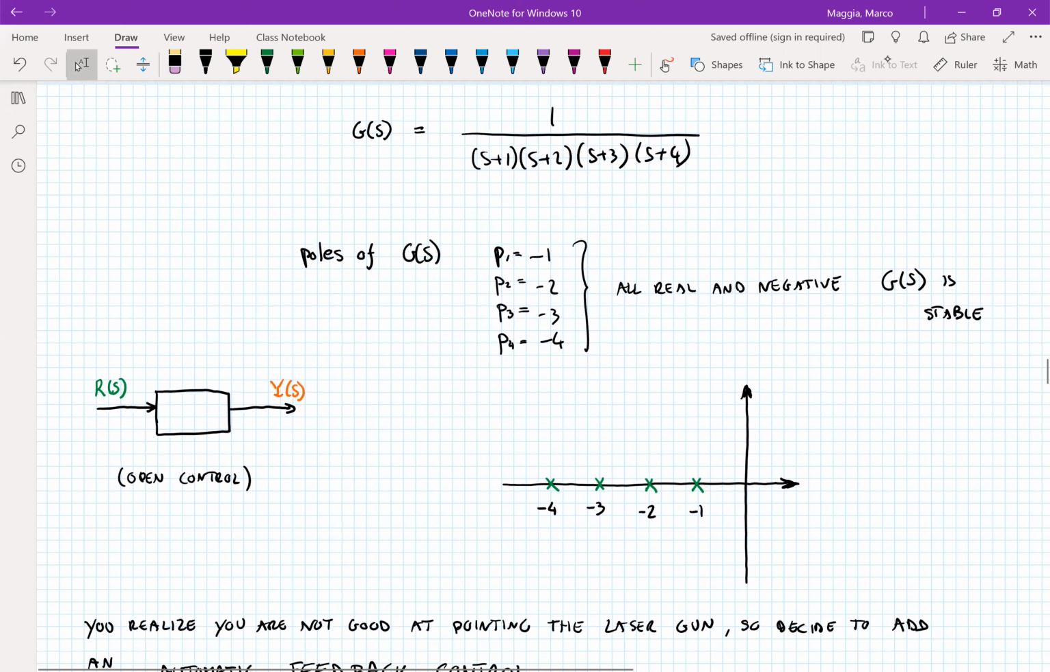All right, anyway, this is just an open loop control, because you have the input, whatever movement of your hand on the joystick, and then you have an output, as in the pitch angle of the laser gun. So once again, here we can also visualize the poles in the S plane, -1, -2, -3, -4. Everything good.